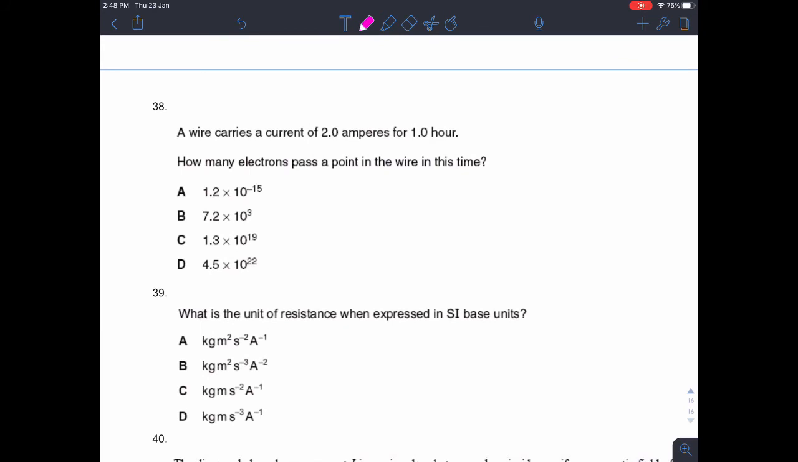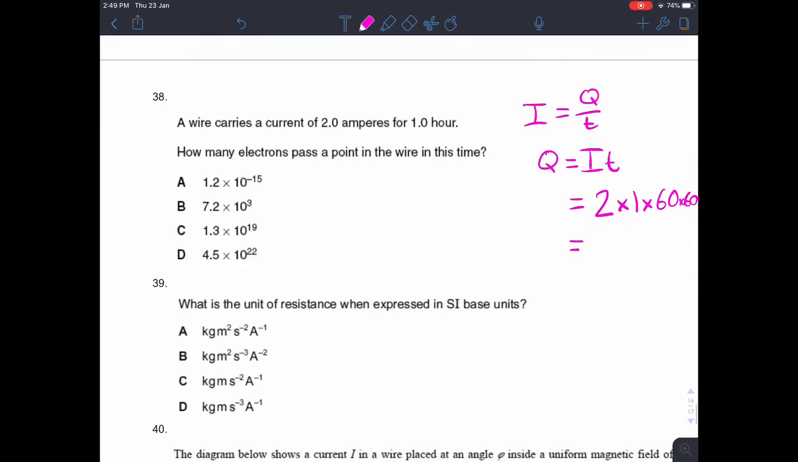Okay, question 38. A wire carries a current of 2 amps for 1 hour. How many electrons pass? This is reasonably simple, so we just need to figure out the charge first of all. Current is charge over time. Charge is current times time, which is 2 times 1 times 60 times 60, because we've got to put it in seconds. 60 times 60 is 3,600, so 3,600 times 2 is 7,200 coulombs of charge.